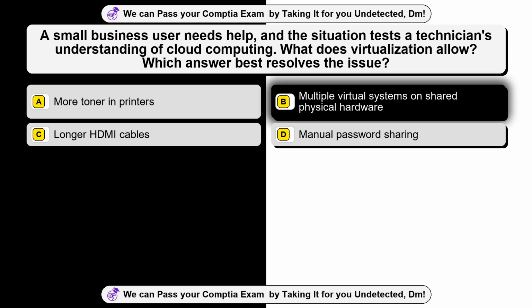The correct answer is option B, multiple virtual systems on shared physical hardware.